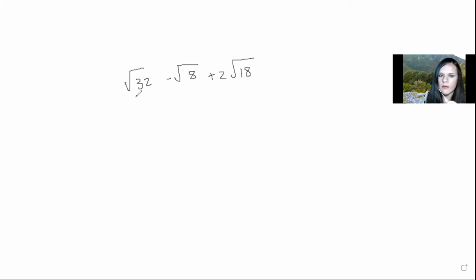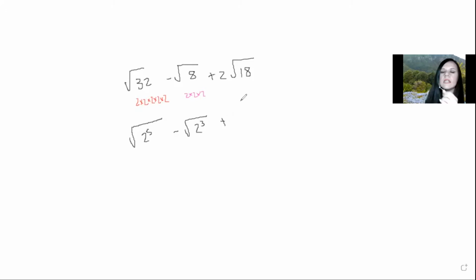32 we can write as 2 times 2 times 2 times 2 times 2. Do you agree? Because 2 times 2 is 4 times 2 is 8 times 2 is 16 times 2 is 32. So I'll rewrite this as the square root of 2 to the power of 5. 8 we can write as 2 times 2 times 2, so I'll rewrite this as the square root of 2 to the power of 3.